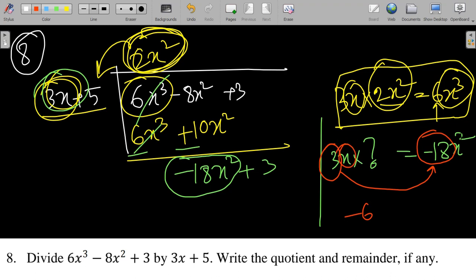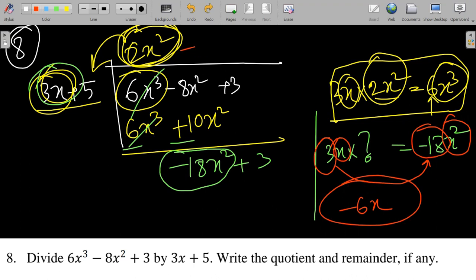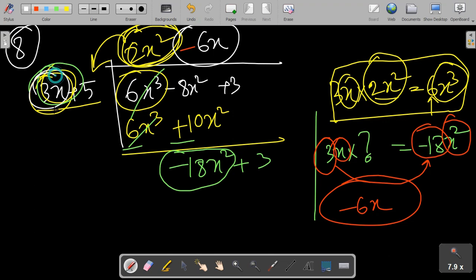Now here we have a single x, here we have an x square. So we require a single x to make it x square. So we have now got the number to multiply. When we have understood that we need to multiply minus 6x, we'll write minus 6x here. So when we are multiplying minus 6x with plus 3x, we will get minus 18x square. When we are multiplying minus 6x with this plus 5, we will get minus 30x.